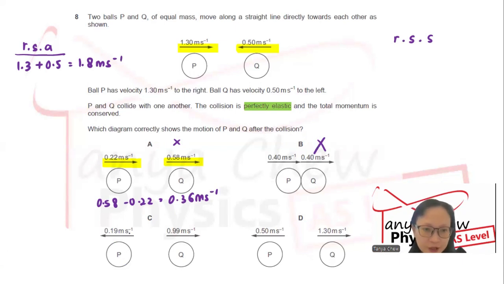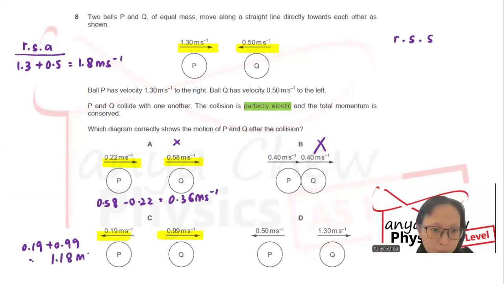And what about C here? Oh, they are moving in the opposite direction. Look at their velocity. It occurs in the opposite direction. So if opposite direction, you just need to add. So 0.19 plus 0.99 gives you 1.18 meter per second. But I want 1.8, not 1.18.